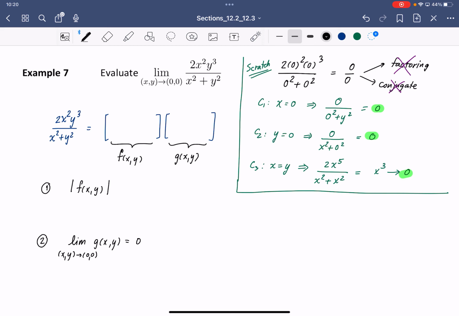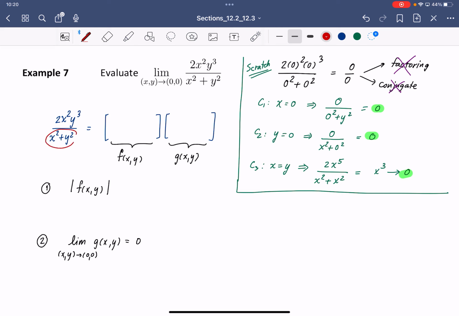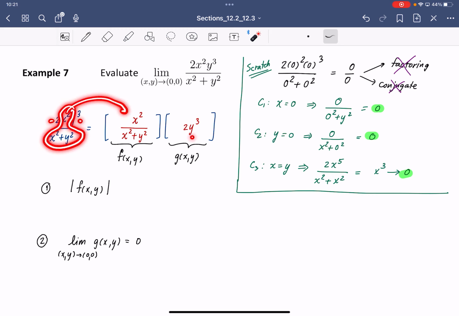So what is going to be your f? The idea is, I'm going to show you how to do it pretty quick here. We're going to start by taking x² + y² and put it in f. And then we're going to save x² here. We need to keep this, and then 2y³ here. So you can see that we save some part to be my f, and the next part to be my g.